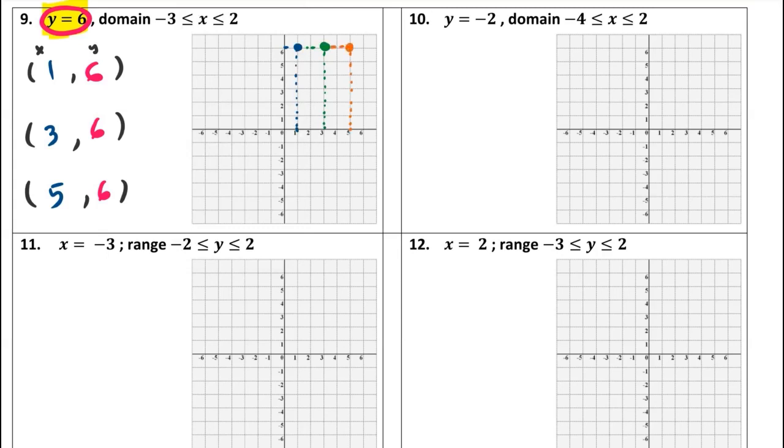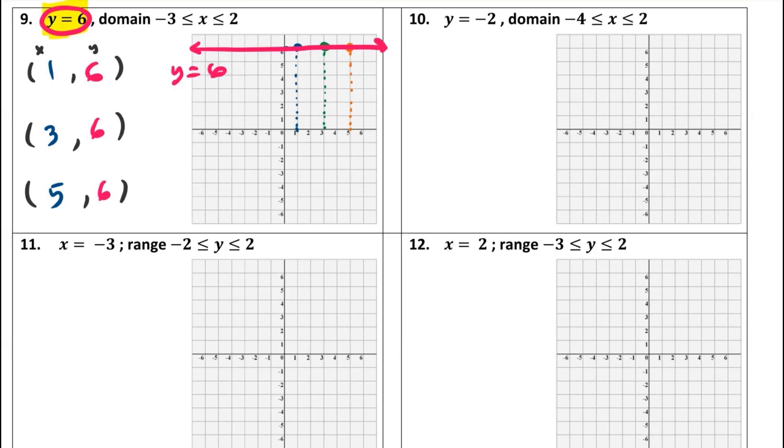Based on these 3 points, you can see that y equal to 6 is a horizontal line. It goes sideways. That's the line. That's all for number 9. You can pause the video and try number 10 for maybe a minute.